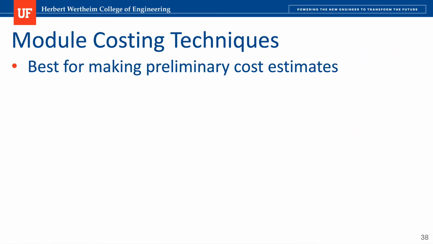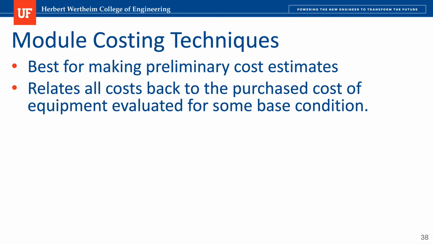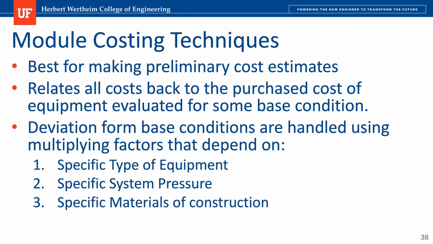So module costing techniques are the techniques that we're going to use in this class. They're best for making preliminary cost estimates and relate all costs back to the purchase cost of an equipment evaluated for some base condition. Deviations from base conditions are handled using multiplying factors that depend on the specific type of equipment. As I mentioned before, we calculate the bare module cost. Depending on whether the equipment is a vessel, heat exchanger, or compressor, we're going to have specific formulas for them. You also have the cost penalty related to the system operating at pressures that are not 1 atm.